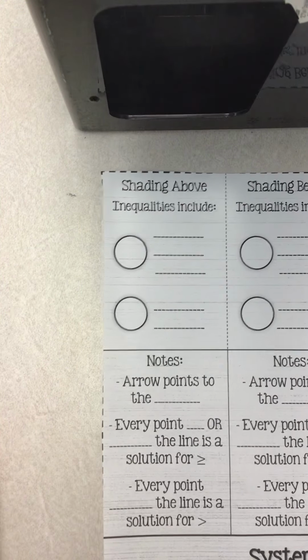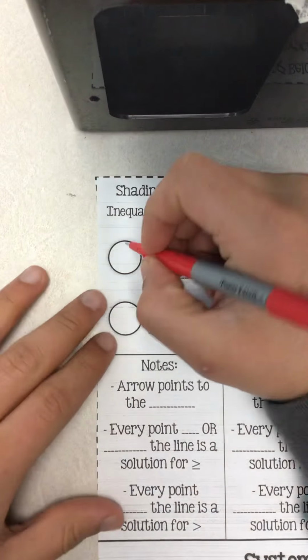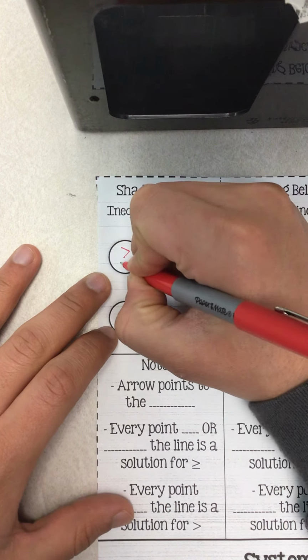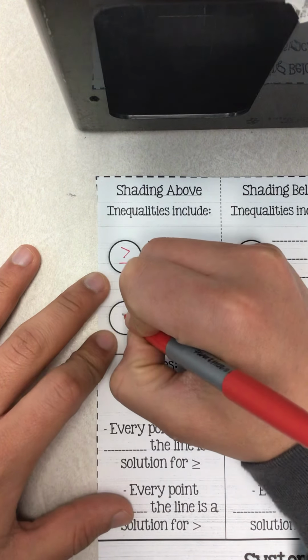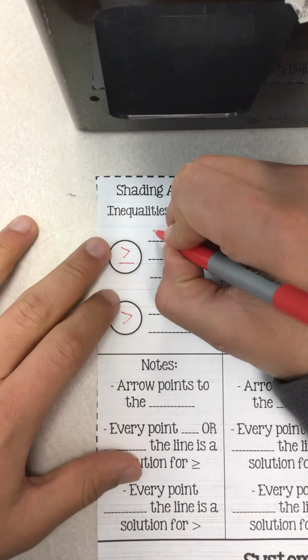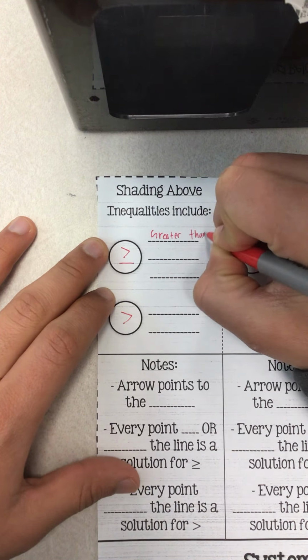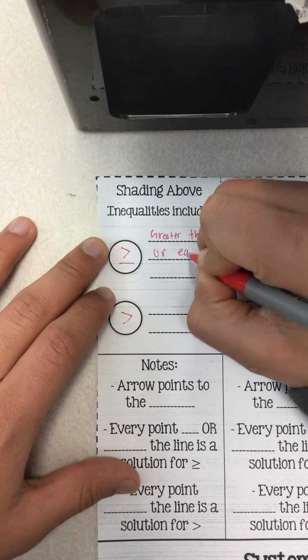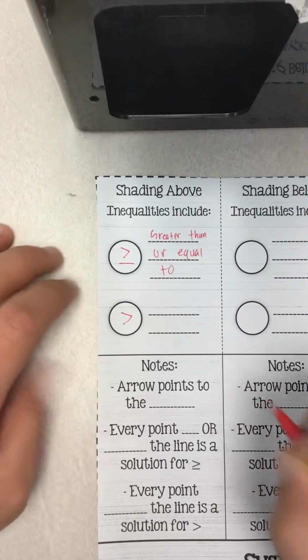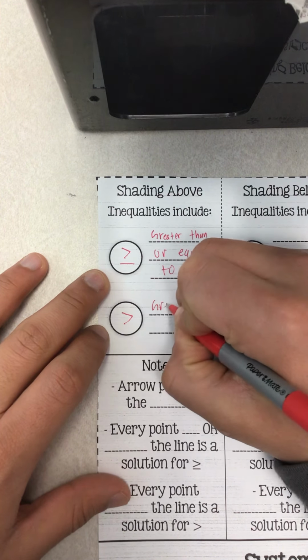So the first title is shading above. These inequalities that I'm going to include let me know that I'm going to need to shade above on my graph. The first inequalities are this one and this one. The top one is called greater than or equal to, and again, the equal to is because of that line underneath. And then this bottom inequality is just greater than.